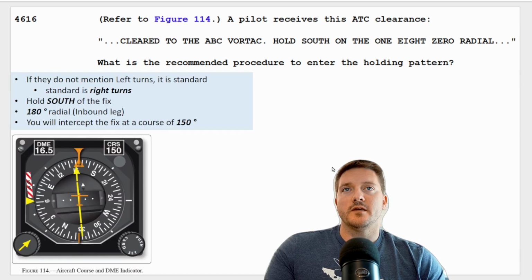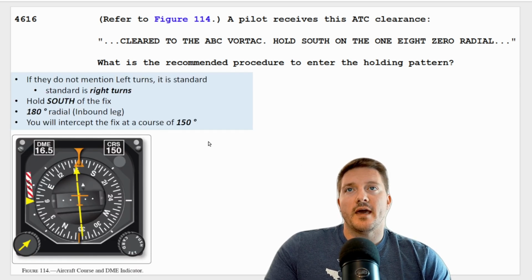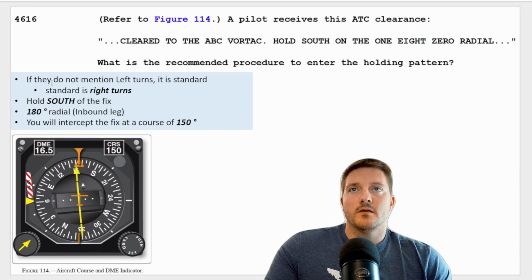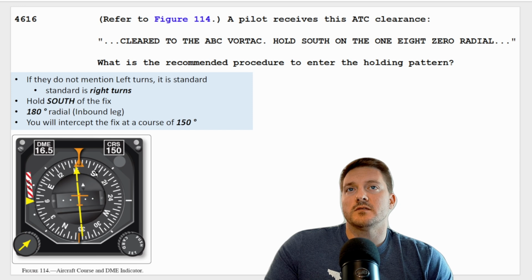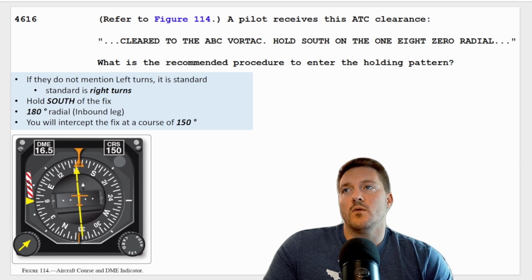So when I read this, here's some of the key information that I pull out of the question. It says nothing about left turns, so we're going to assume standard turns. So that means right turns. It also tells us to hold south of the fix, and we're going to be on a 180 radial inbound to the fix. And then from figure 114, we can identify that the course of the plane we're flying at the time is on a 150 course.